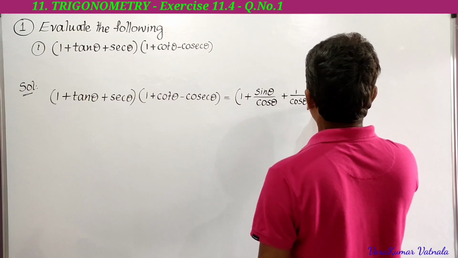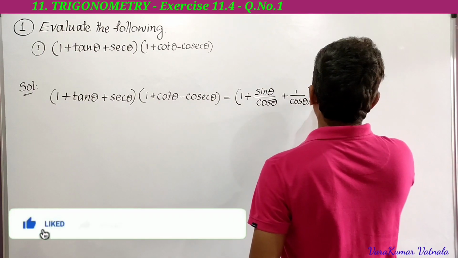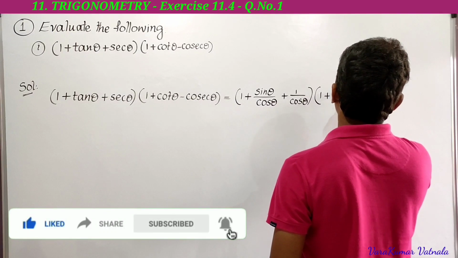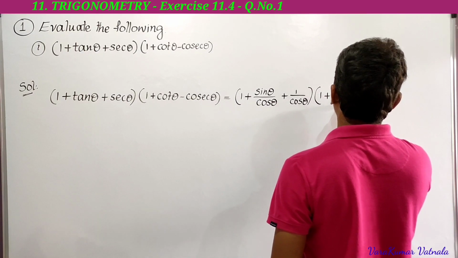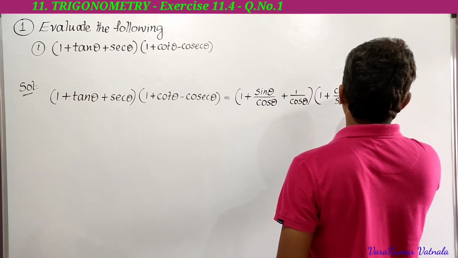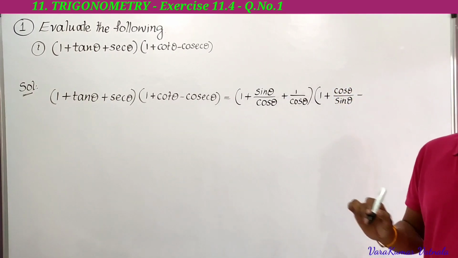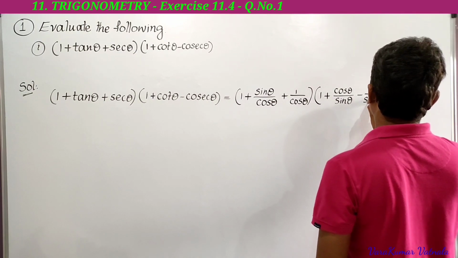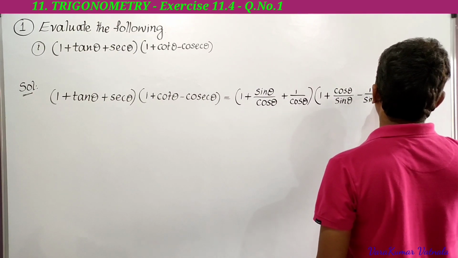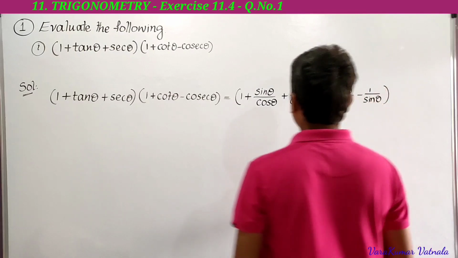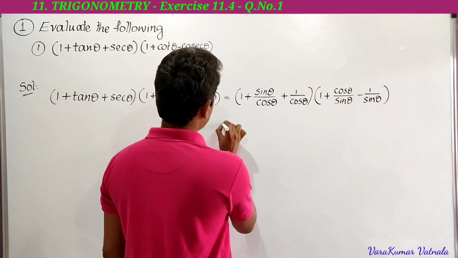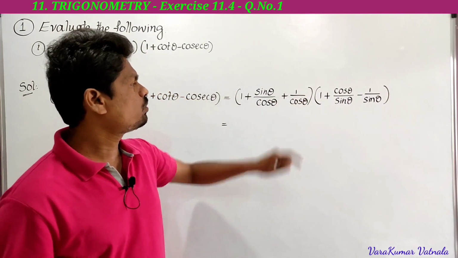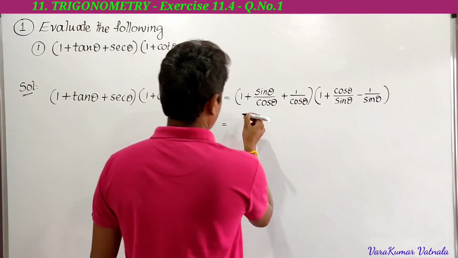In the same way, write 1 plus cot theta. We have cot theta equal to cos theta by sin theta, cos theta by sin theta minus cosec theta, which can be written as 1 by sin theta. So cosec theta and sin theta are also multiplicative inverses. So now find the LCM. Here 1 is there, sin theta by cos theta and 1 by cos theta. So cos theta is the LCM.